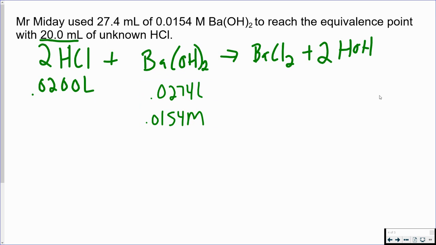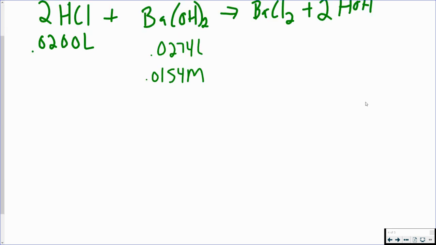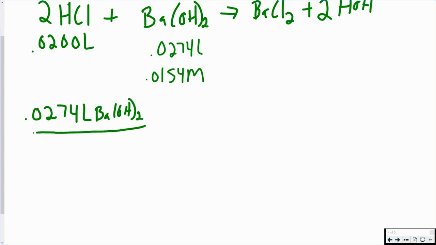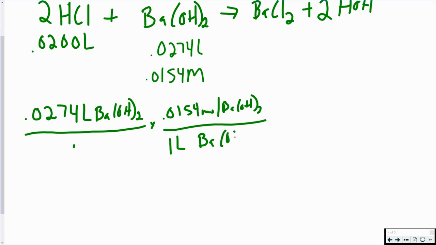So this is set up very similar to the previous one. So go ahead and try to figure out the molar concentration of HCl, and you'll be able to see the work and the answers here in 5, 4, 3, 2, 1. So we're going to go ahead and start out with 0.0274 liters of barium hydroxide. And we're going to multiply that by 0.0154 molar or moles of barium hydroxide over 1 liter barium hydroxide.